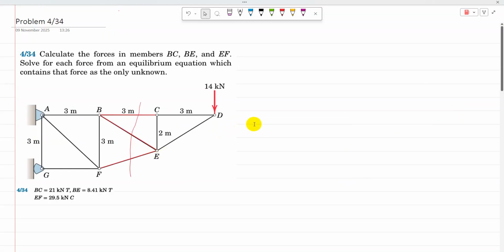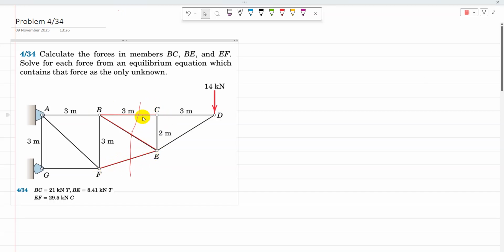Now next I need to select a point so that I can eliminate two of the forces, because BC is now calculated. If I take moment about point B, then BC and BE are going to pass through it, and the only unknown left is EF. So by taking moment about point B, it is possible to eliminate BC and BE and write an equation which has only one unknown, EF.